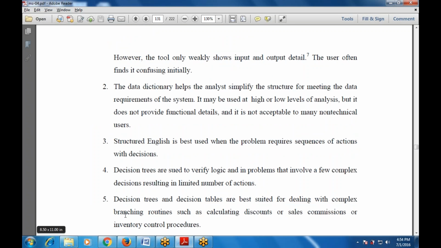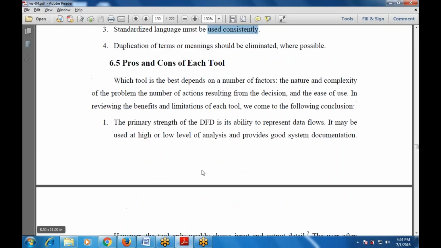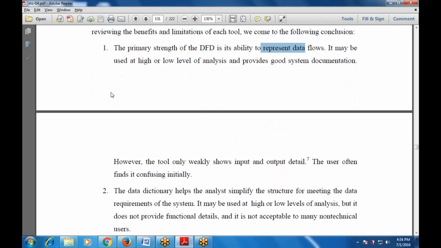Next, what are the various advantages and disadvantages of each tool? The primary strength of the DFD is the ability to represent the data flow. That means when you use the DFD, we represent how the data will flow within the organization, within the system, at either a higher or a lower level of analysis, and it provides good system documentation. However, the tool only weakly shows input and output detail. The user often finds it confusing initially.